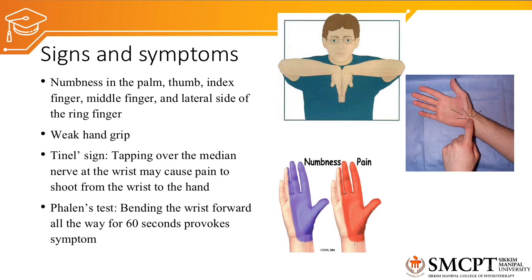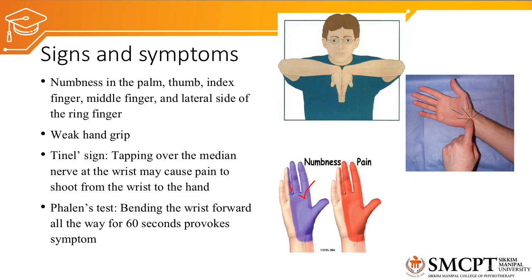The signs and symptoms of carpal tunnel syndrome are numbness in the palm, thumb, index finger, middle finger, and lateral side of the ring finger. So we already know that the sensory supply of the median nerve is towards the palmar aspect of the thumb, index finger, middle finger, and lateral side of the ring finger.